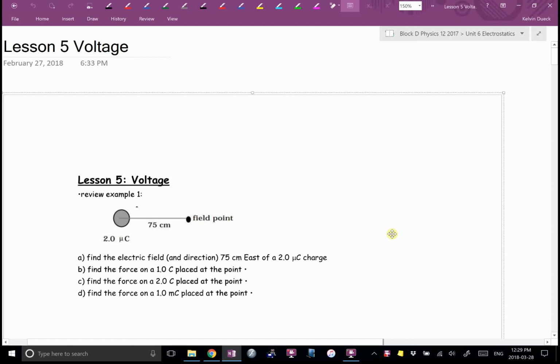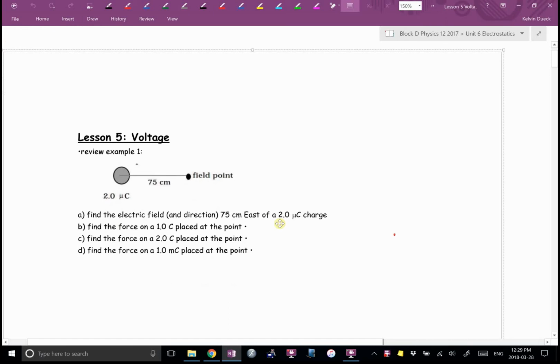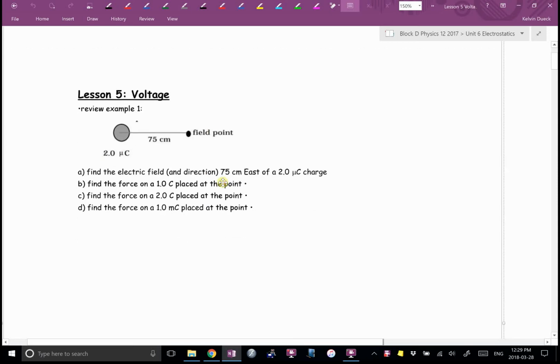Here's a bit of review of what we've been doing so far. I have a positive 2 microcoulomb charge, and we're sitting at a field point location 75 centimeters to the right or east. Caleb, what does it want me to find? Electric field. Did it say electric force? No. Did it say energy?